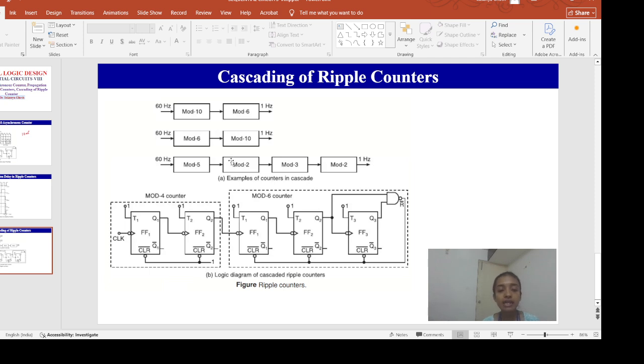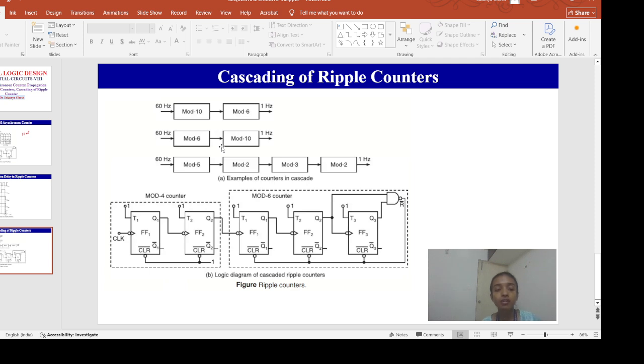The order of cascading doesn't affect the frequency division. Any type of cascading you can do, it doesn't affect the frequency division. However, the duty cycle of the most significant output, duty cycle meaning on time divided by total time period, may depend on the order in which the counters are cascaded.